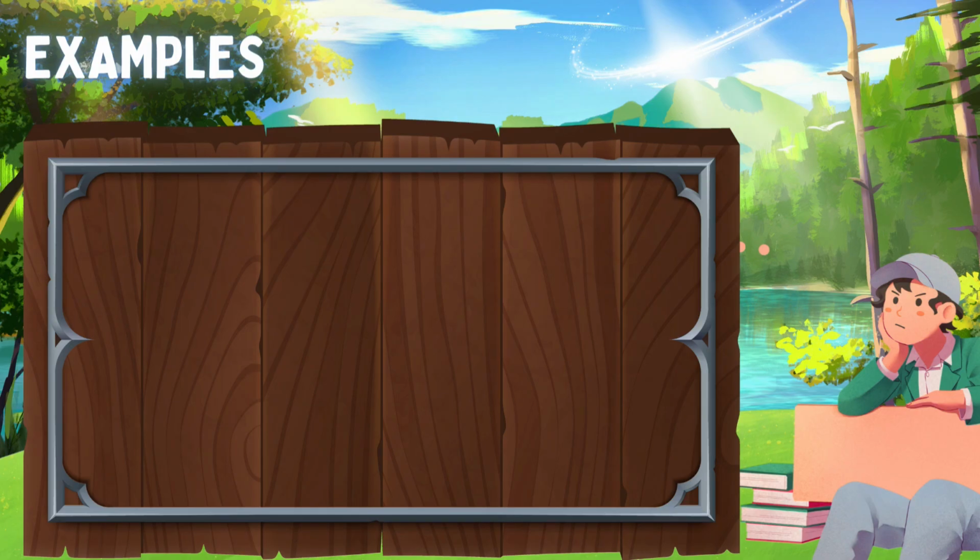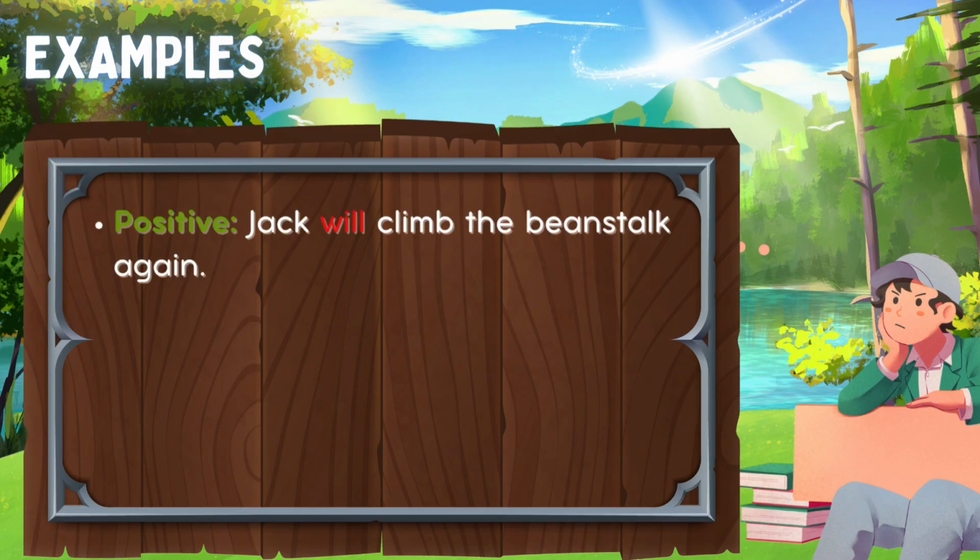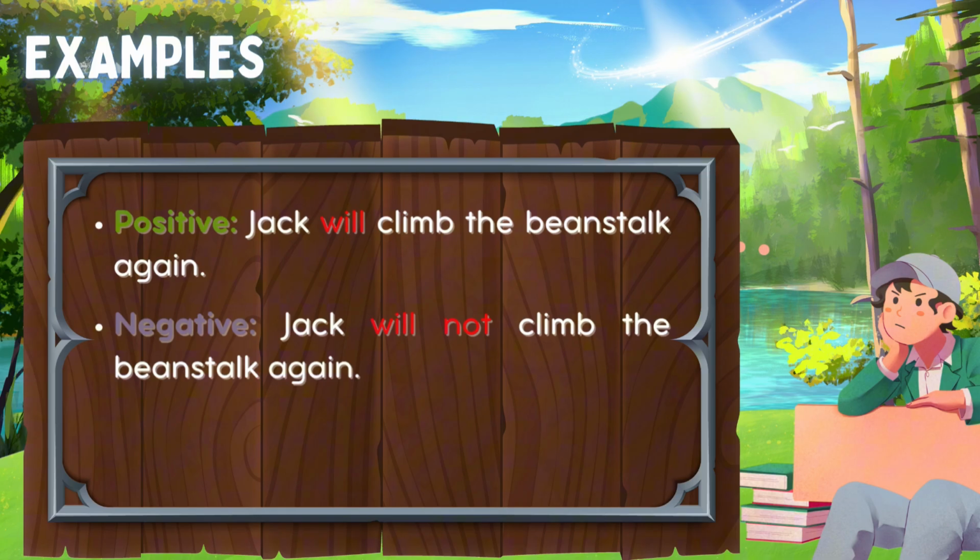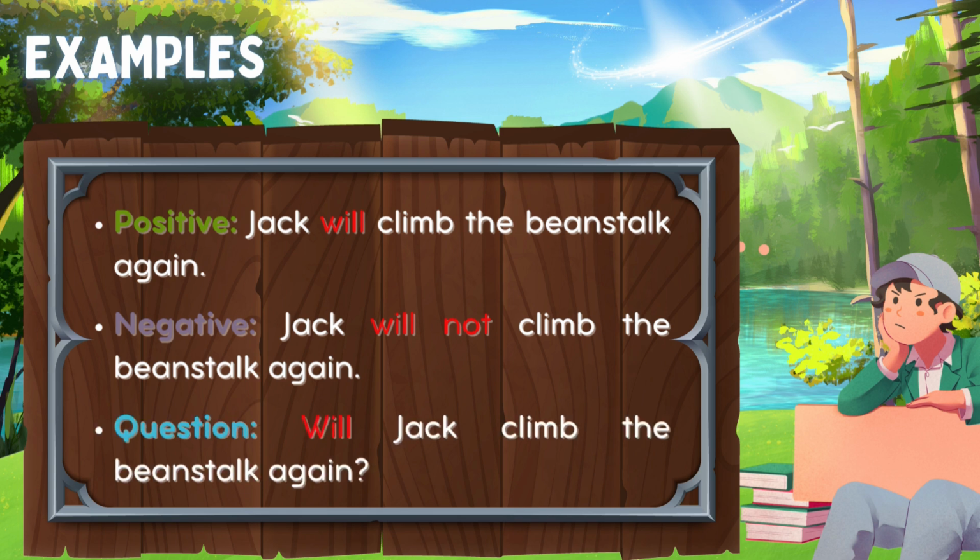For example, if I say, Jack will climb the beanstalk again, it means he's not climbing it now, but he will do it in the future. If I say, Jack will not climb the beanstalk again, that means he won't do it. And if I ask, will Jack climb the beanstalk again? So I'm not sure. I'm asking a question about the future.